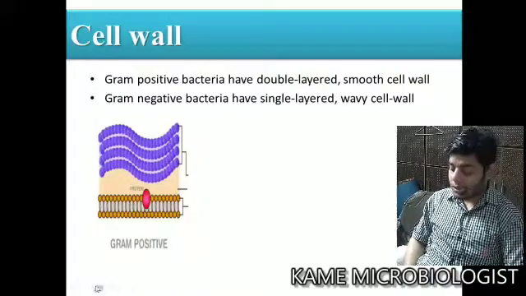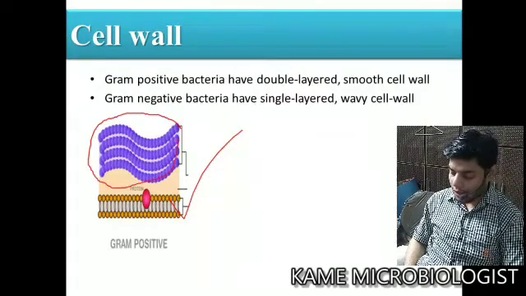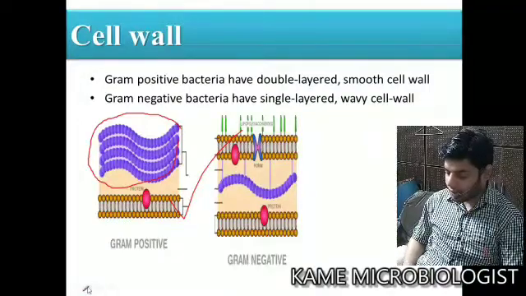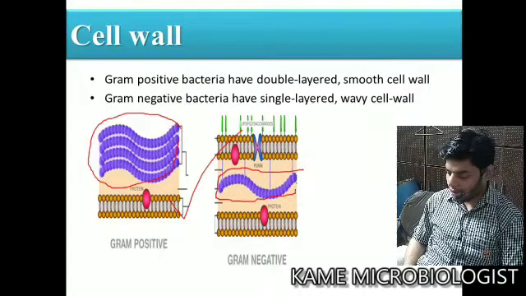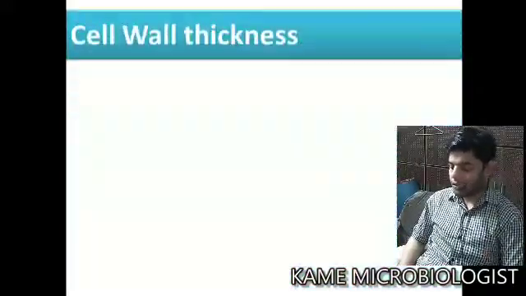So as you can see, this is actually the cell wall of the gram positive bacteria. As you can see, it is a very thick and moreover a smooth cell wall. And this is the cell wall of the gram negative bacteria. So as you can see, the cell wall of the gram negative bacteria is very thin and not smooth like that. Okay, so this is the difference between the cell wall of the gram positive and gram negative bacteria.